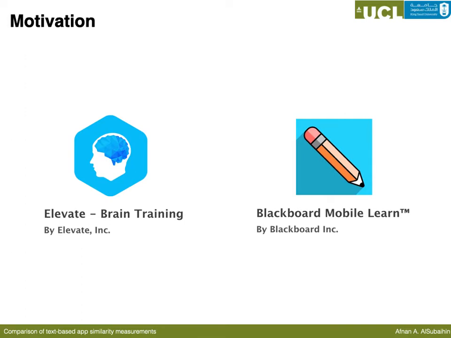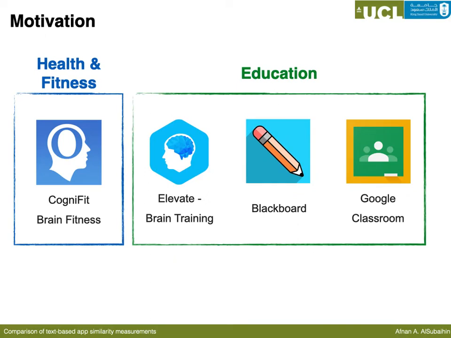This is a quick example to illustrate this point. Both the Elevate Brain Training app and Blackboard, a learning management system app, although they share very little functionality, can be found in the same App Store category, which is education. On the other hand, CogniFit, an app that is very similar to Elevate, in which they both provide brain training games, can be found in an entirely different category, which is health and fitness.